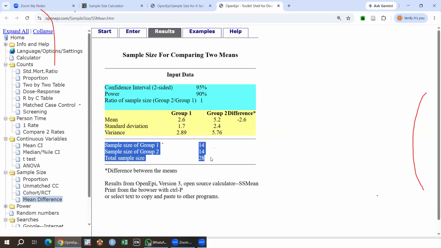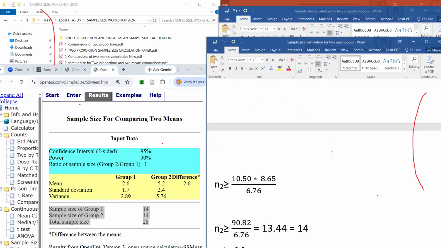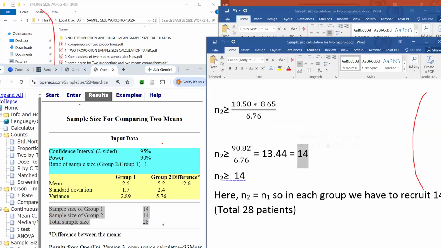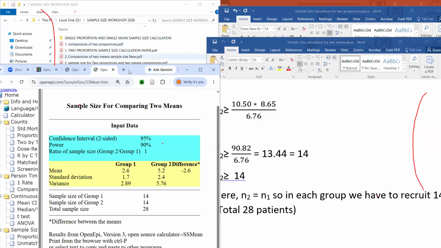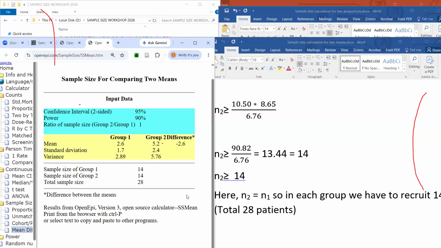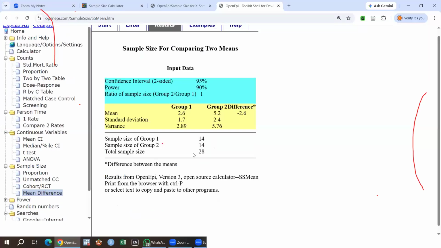What we have calculated manually, if you remember, we calculated manually 14. So it is coming exactly 14, 14. And you can give this reference also. Here this is a reference for this. Okay. Open API version 3. This you can take. So this is Open API reference, 14 and 14, 28.